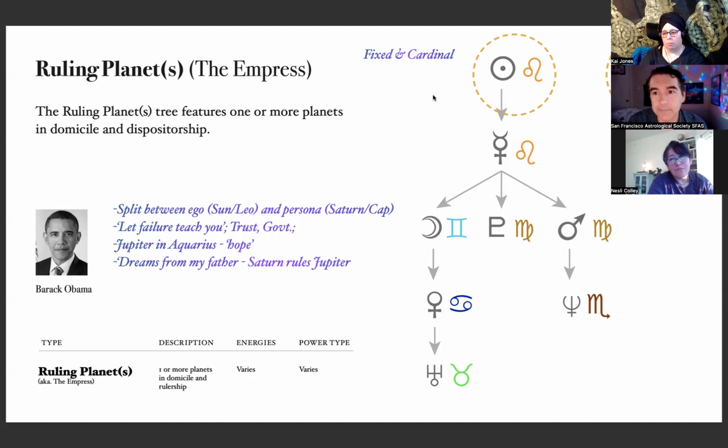He has a quote, "Let failure teach you." And that's the funny thing with using this technique. Every time I look up some famous quotes from a person, they seem to echo the structure of the tree. So failure teaching you, right? Saturn dispositing Jupiter, learning. Also, what was his biography called? Dreams from My Father. Saturn and Jupiter both paternal planets, but the idea that the father is Saturn, maybe we can say Jupiter in Aquarius is the dreams. Okay.